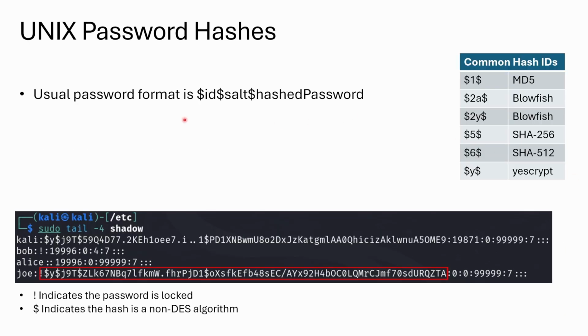So here is the standard format, as I just mentioned: the ID, the salt, the hash, password. The exclamation point indicates the password is locked. So that's what this means here, and that's what this means up here. This one is not locked. The dollar signs indicate the hash is a non-DES algorithm. So that's kind of a signifier. DES algorithms were used in the past on Unix systems. Here's the most common ones. What we have here is yescrypt. This one here, you'll see one a lot, along with some of these ones here, the SHAs and the twos, or Blowfish. But that is what we have there.